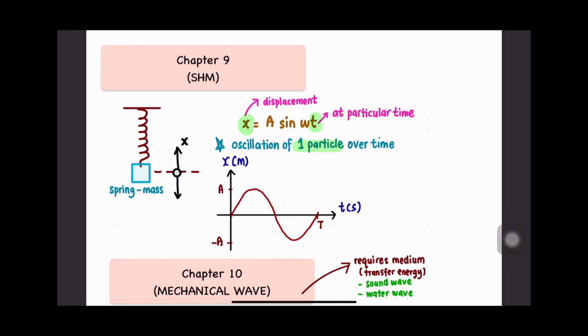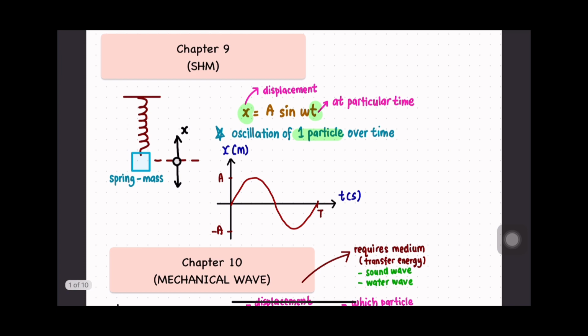Okay, assalamualaikum and hi. So today we learn chapter 10, but before that I just want to remind you of what you have learned in chapter 9. In chapter 9 you learned about simple harmonic motion, when one particle oscillates over time. This is given by the equation x is equal to A sine omega t, where x is the displacement and t is a particular time. So it's represented by a sinusoidal graph, x versus t.